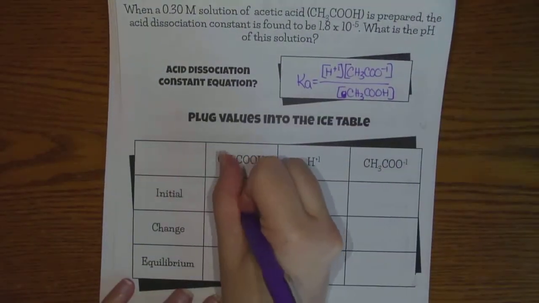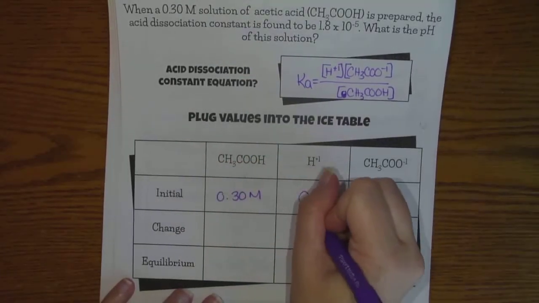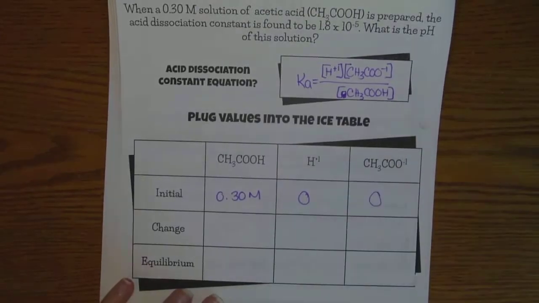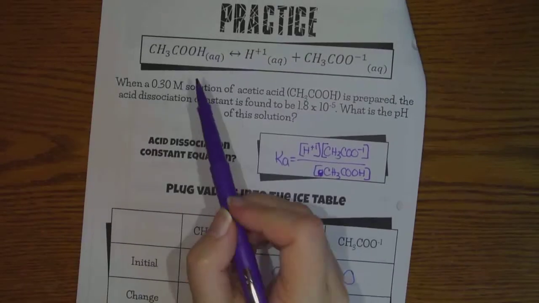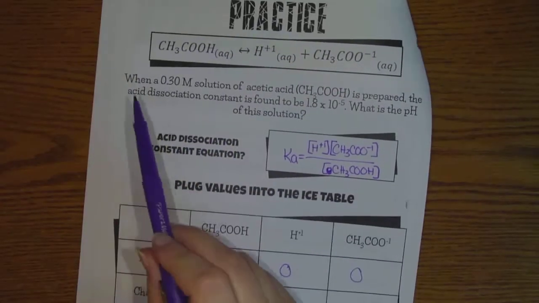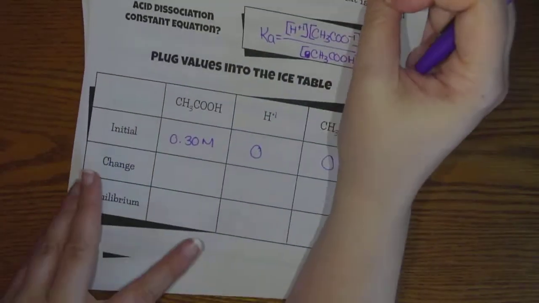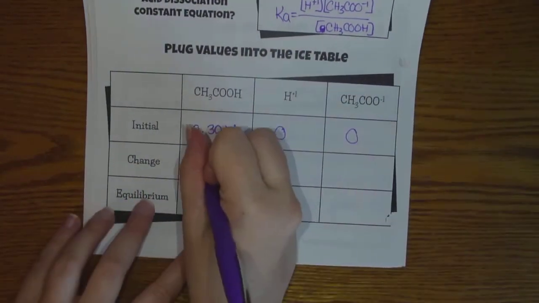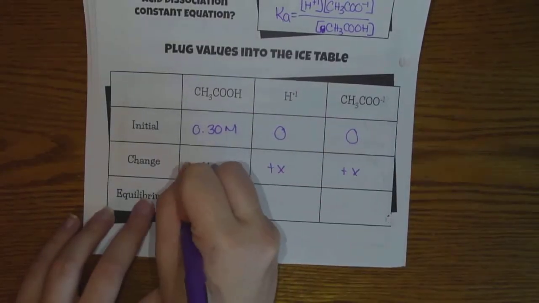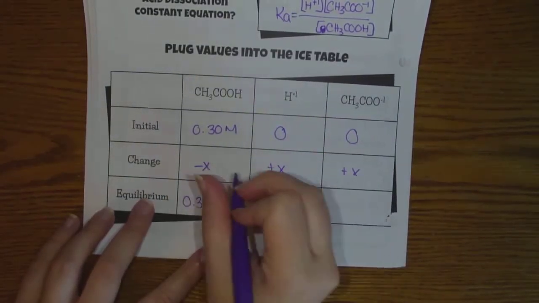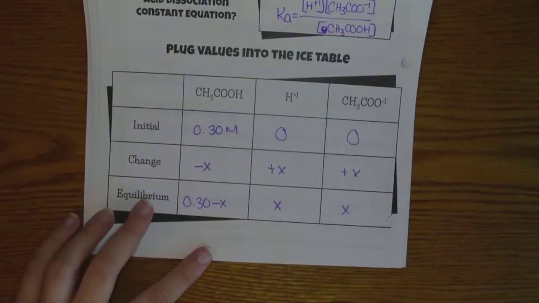So I start off with 0.30 molar, right? Here I've got nothing. Here I've got nothing. So remember, according to Le Chatelier's principle, if I'm putting in reactants, equilibrium is going to shift to the right. It's going to shift towards the products. So therefore, I'm going to have minus x here, plus x, and plus x. So my equilibrium concentration should be 0.30 minus x, and then we have 2 x's.